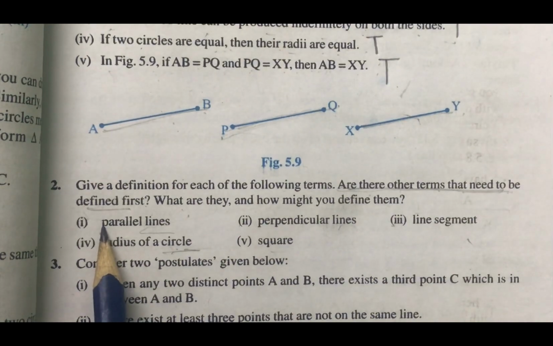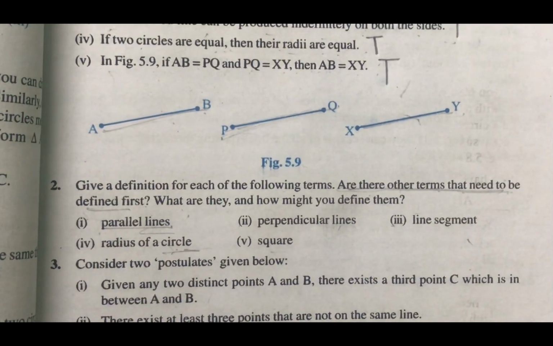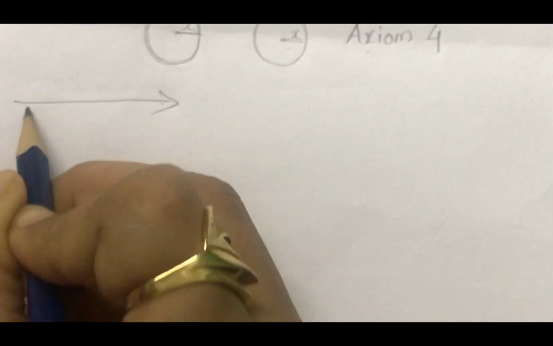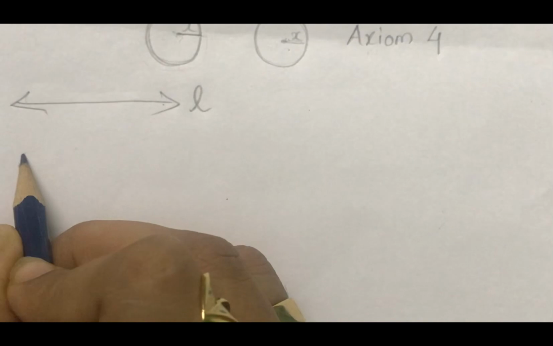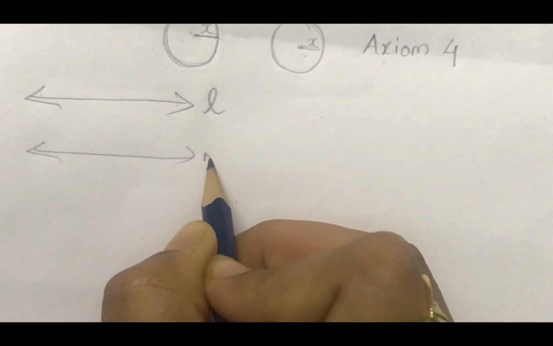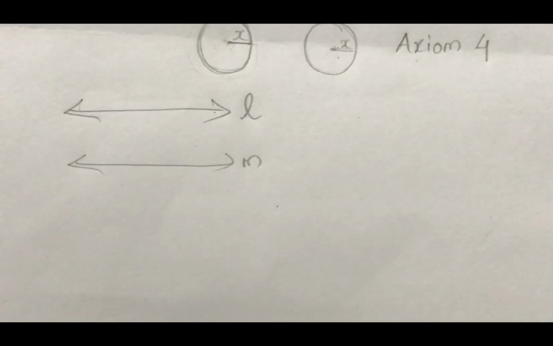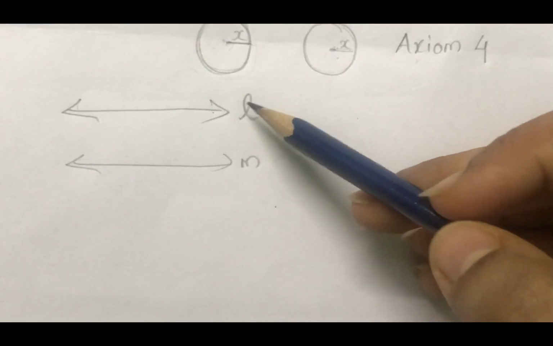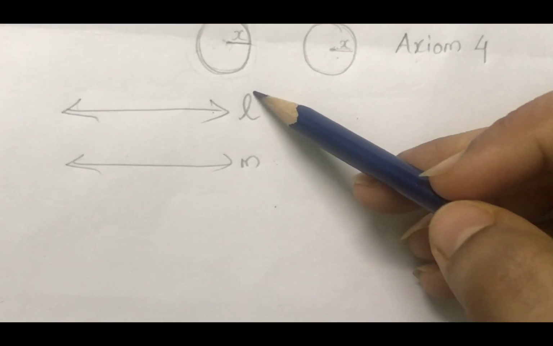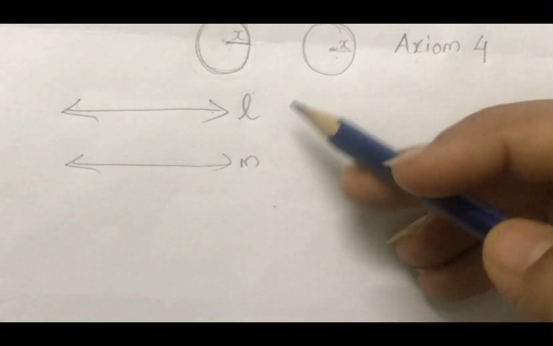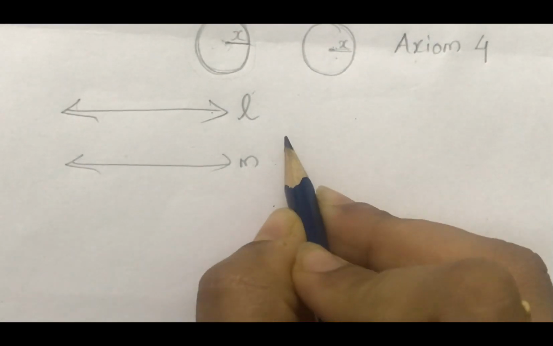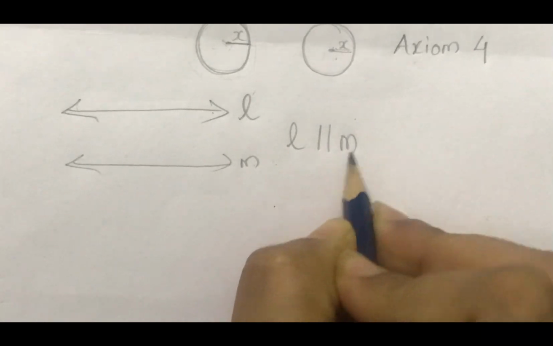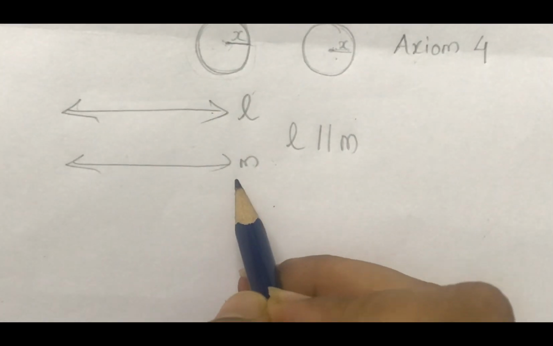And how do we define parallel lines now? Parallel lines, what is it? This line L is parallel to this line M. So how will we define this? Two lines L and M in a plane are said to be parallel if they have no common point, right? L and M have no common point, then L is parallel to M. So these are parallel lines.